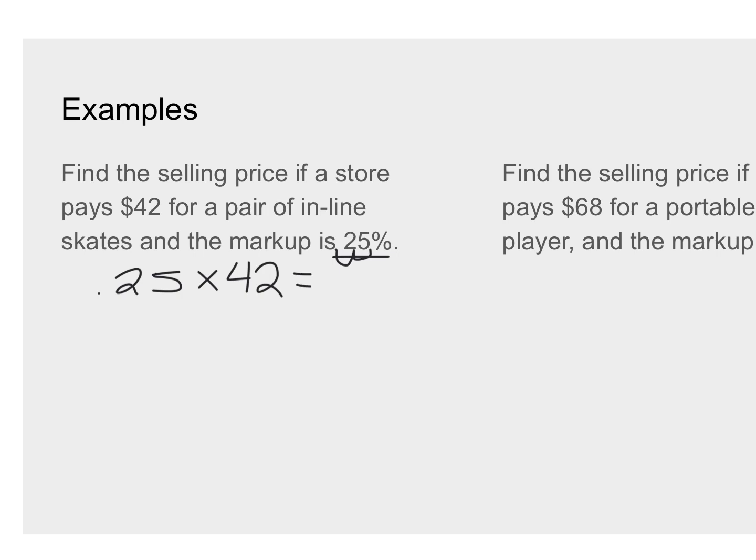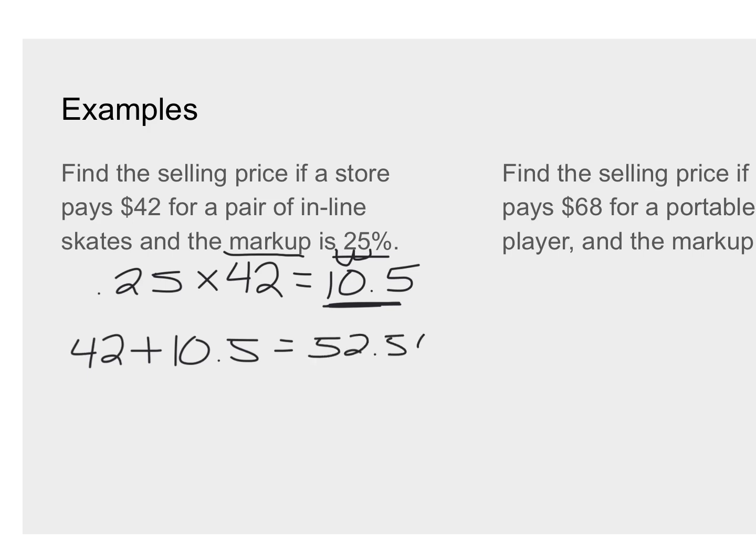So 0.25 times 42, what is it? 10.5. Now, it says markup. What's going to happen to our original price? It's going up by that percentage. So we take our original and add 10.5. What do we get? 52.50. Now, how many decimal values do prices have? 2, right? They always have 2 decimal points.